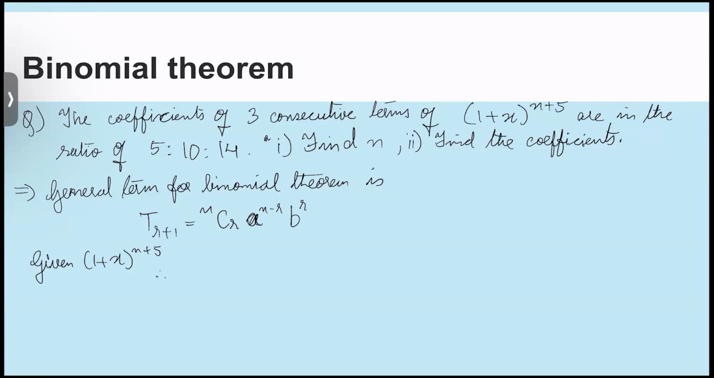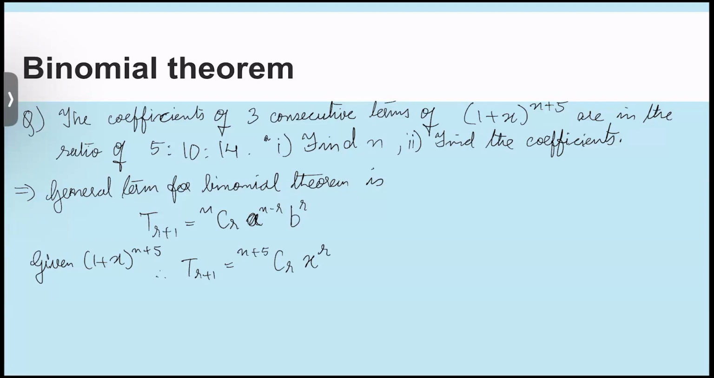So therefore your t r plus 1 can be written as n plus 5 c r. So a is 1, and anything 1 raised to anything would be 1 itself, so we are not going to write it, and b would be raised to r. Okay, so this is what we know.